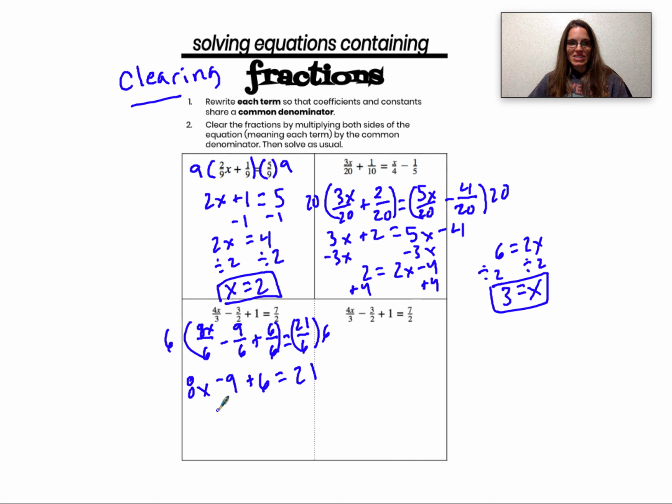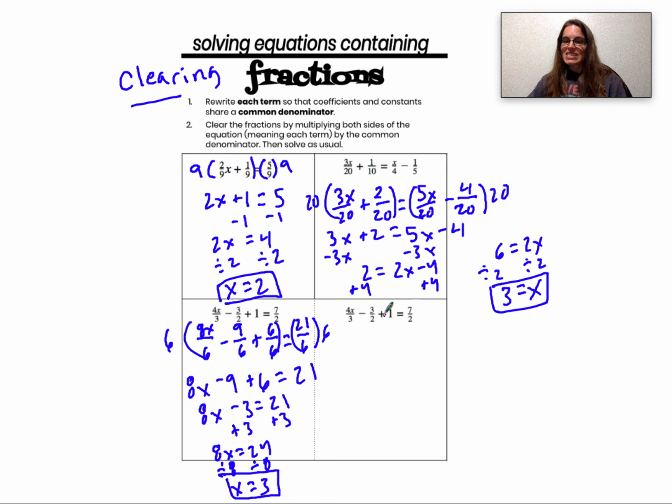Now I can go ahead and solve this equation, first simplifying the left-hand side. And then I have a two-step equation which I solve using inverse operations. Please take a moment just to notice how much nicer this equation is than this one. So 8x equals 24. And then my solution is x equals 3.